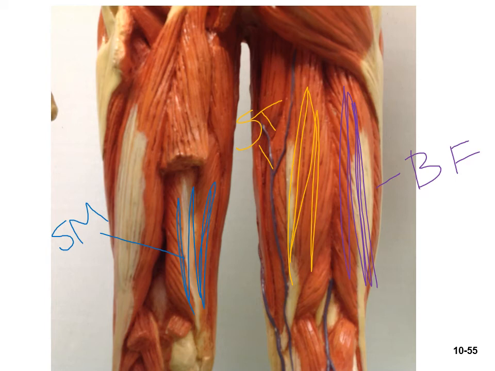The way I remember them is biceps femoris is always on the outside. The semimembranosus has an M in it, semimembranosus, so M is going to be on the medial side.